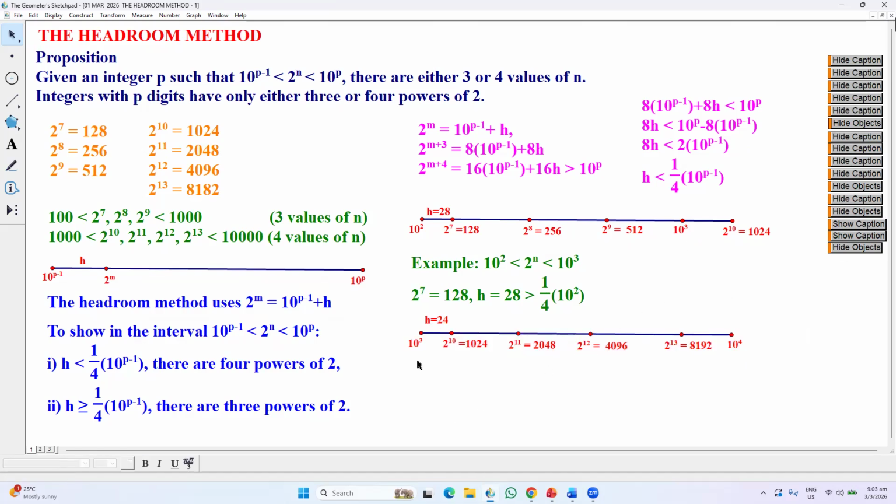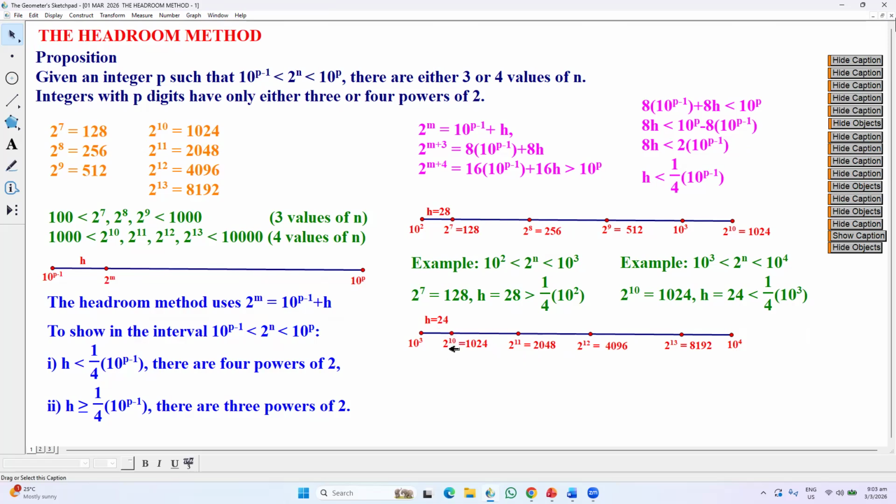If we take the interval 10 power 3 to 10 power 4, the 1024 to 8192, let's take. Then H is 24. 24 is less than a quarter of 1000, which is 250. So we have a very small headroom.